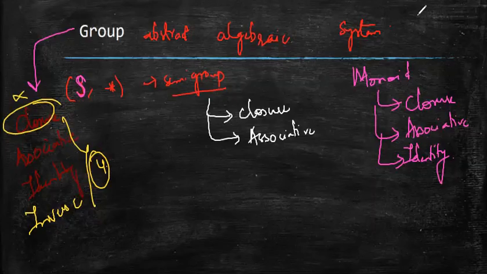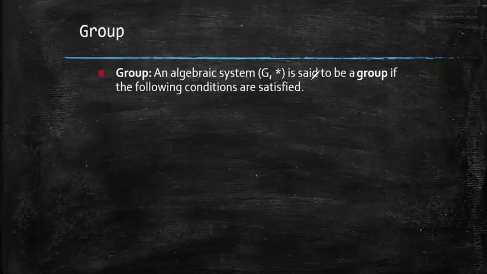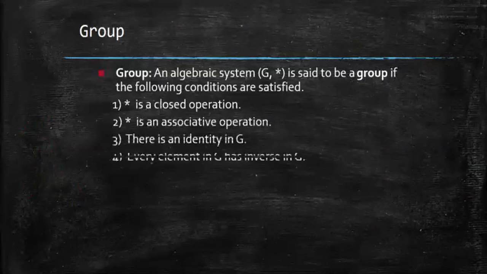So let's see the definition. Group: an algebraic system G comma star is said to be a group if the following conditions are satisfied. And one more thing, this set can be anything. There is no restriction with respect to the name of the set. Star is a closed operation. It is an associative operation. There is an identity in G, and every element in G has an inverse in G. So this is known as a group G.